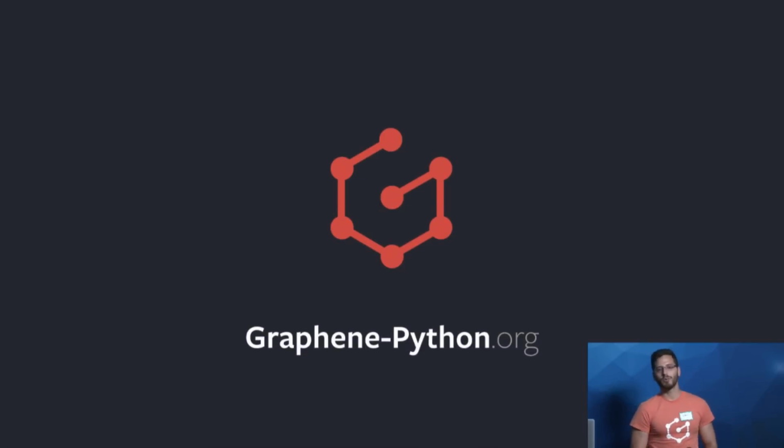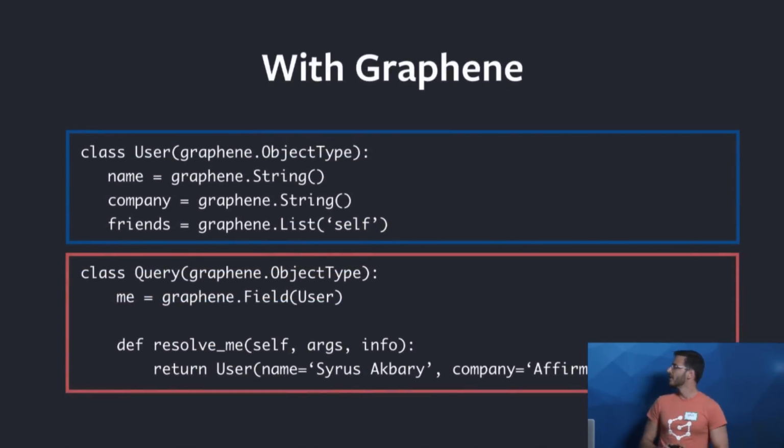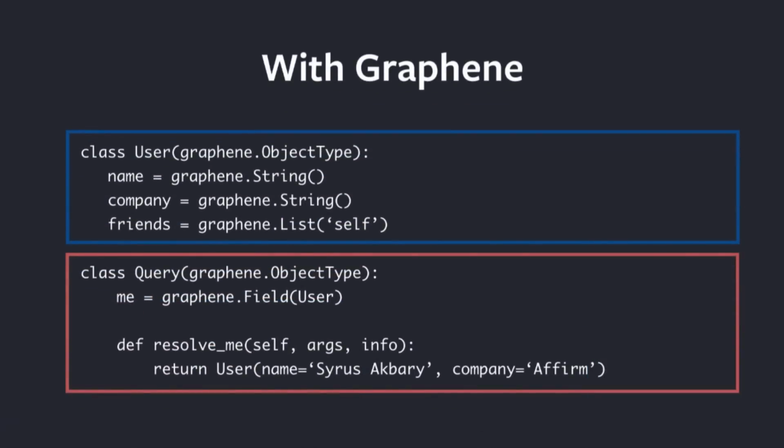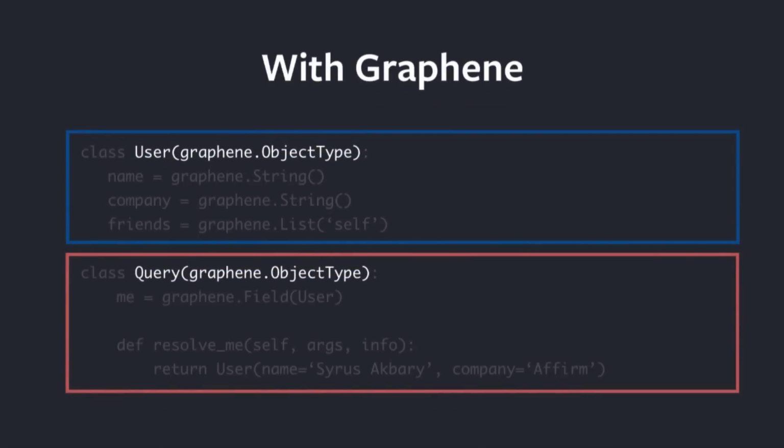As I told you before, Graphene Python is a framework for operating with GraphQL in Python very easily. So let's see an example and see how it works. We define classes and types. We define GraphQL types on top of Python classes.